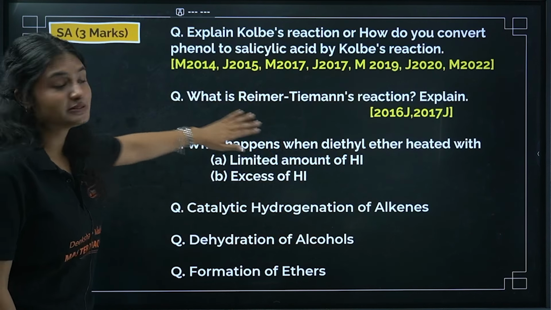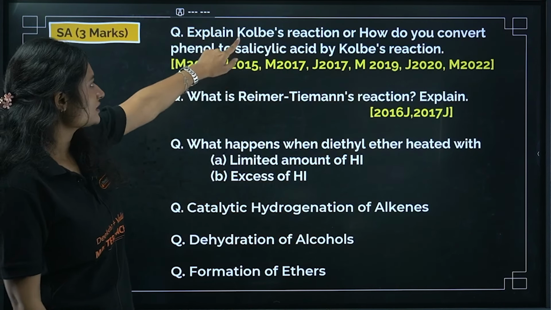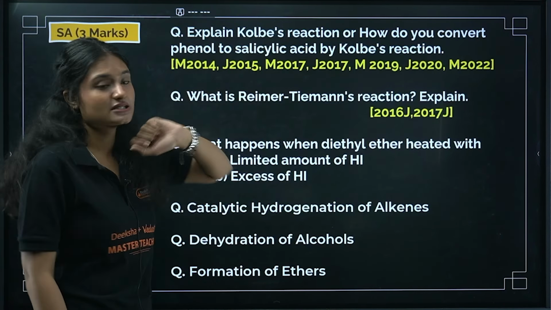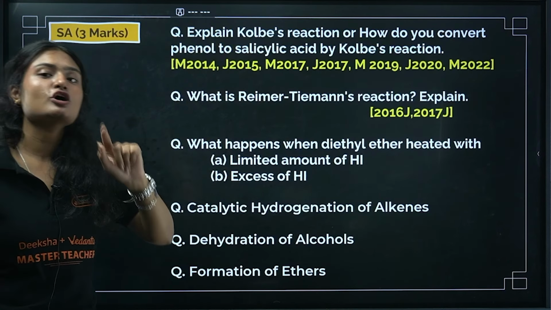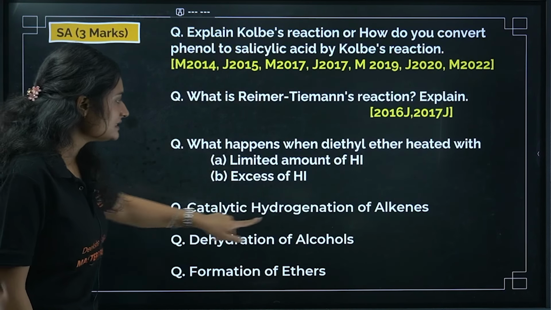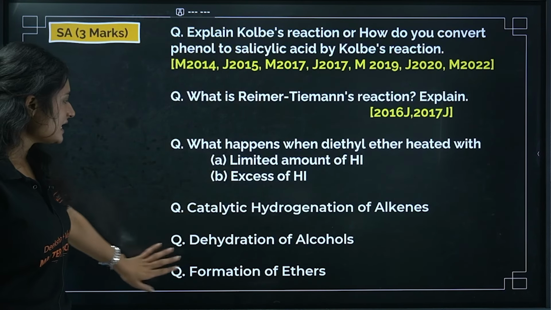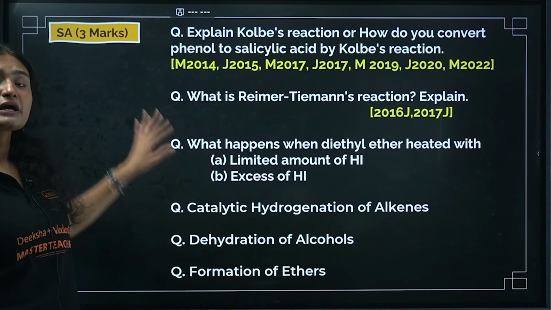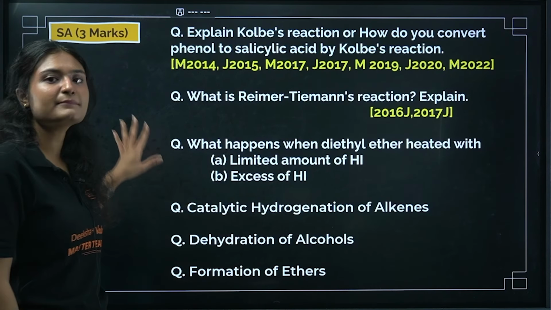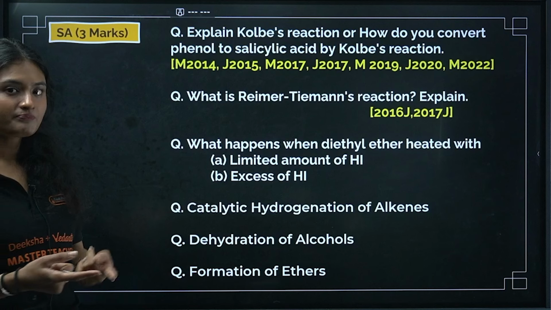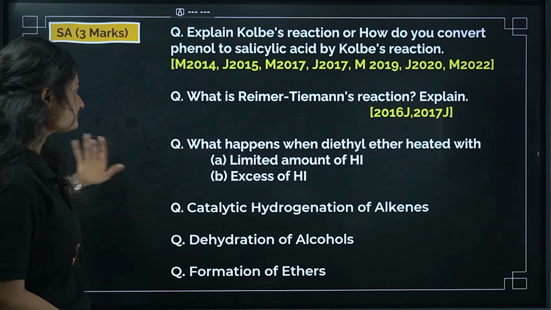Kolbe reaction, Reimer-Tiemann reaction. See, this question gets repeated every year. Kolbe reaction and how do you convert phenol to salicylic acid by Kolbe reaction. Straight question, okay? Catalytic hydrogenation of alkenes, very easy. Dehydration of alcohols, formation of ethers. So prioritize these reactions. Focus on them first and then do other reactions, okay? But do not skip this at all.